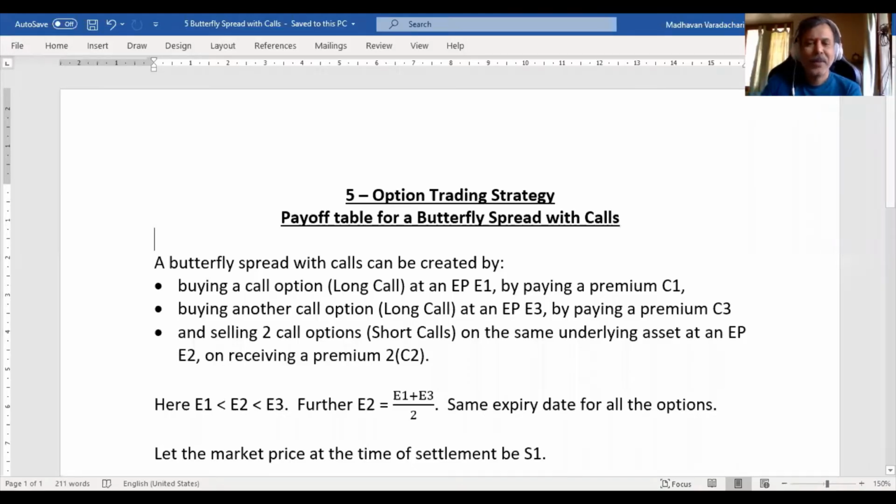Hello everyone. This is in continuation to our trading strategies of option. The next one we are going to see is butterfly spread with calls. How a butterfly spread with calls can be created.